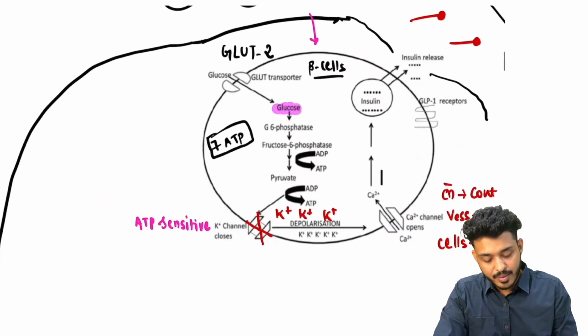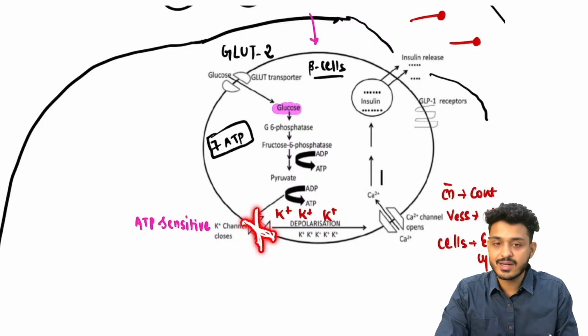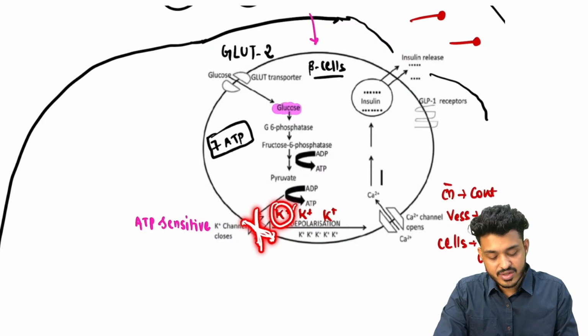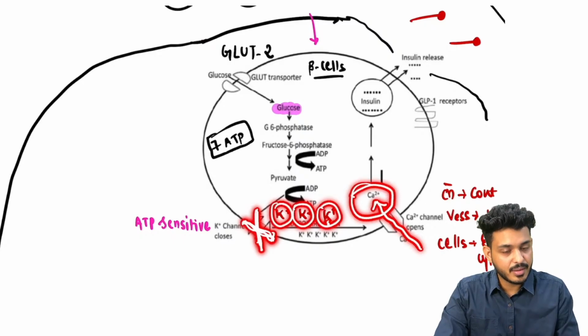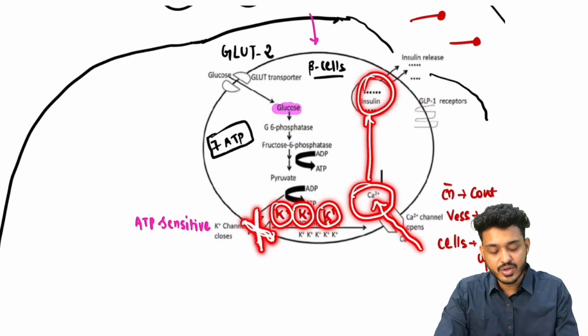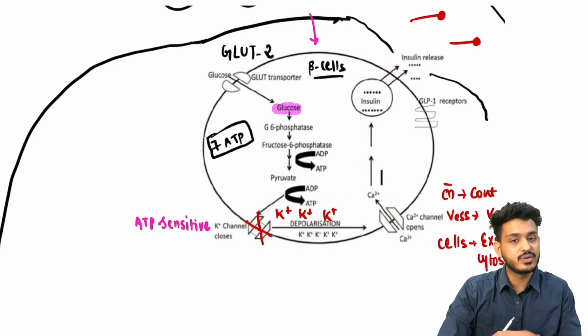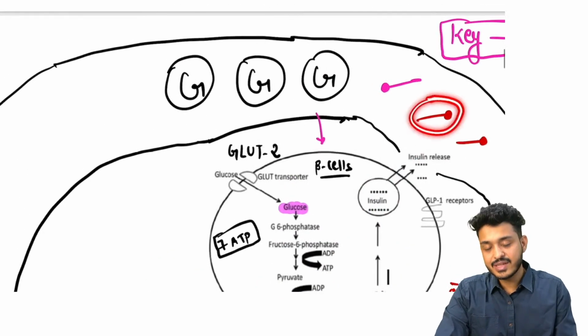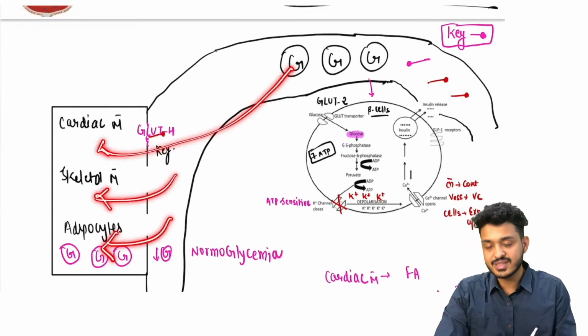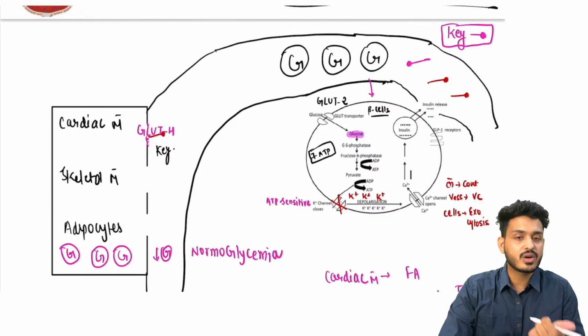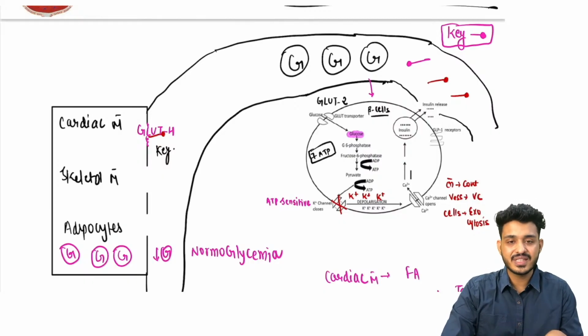These are going to block this particular channel. Sulfonylureas will work here. Now what will happen? Potassium will get accumulated automatically. If you block this channel, potassium will get accumulated. Once potassium accumulates, calcium will come inside, and this calcium is going to be responsible for the release of insulin. Right? And once this insulin comes into the blood, now glucose can easily enter into cells like adipocytes, skeletal muscle or cardiac muscle. So this is going to be the basic understanding, right?